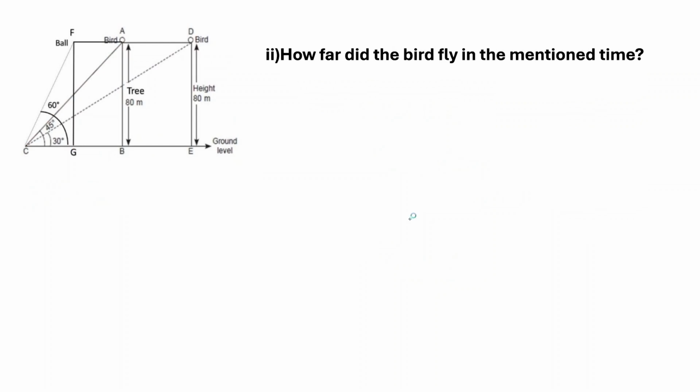How far did the bird fly in the mentioned time? So the bird flew from point A to point D. So this distance they are asking, AD. So AD we can find; it is the same as BE. Okay, so we have to find the distance BE.